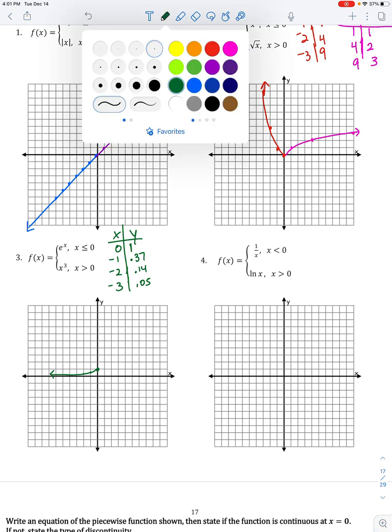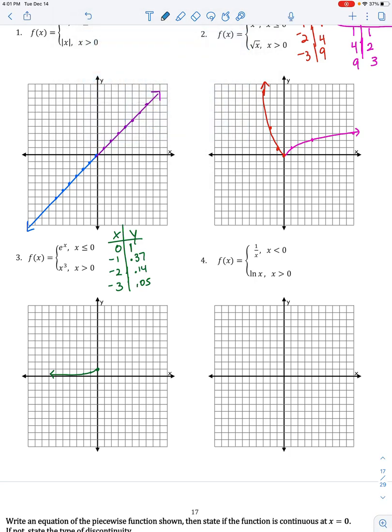The other one, x to the third, we're going to use numbers greater than 0, but I am going to plug in 0 because you have to know where the open circle goes. So this is going to be an open circle, but when I plug in 0, I get 0. So I'm going to put an open circle there. Then I'm going to plug in 1 for x, which gives me 1. I'm going to plug in 2 for x, which gives me 8. And then I'm going to stop. So that's going to look like that.